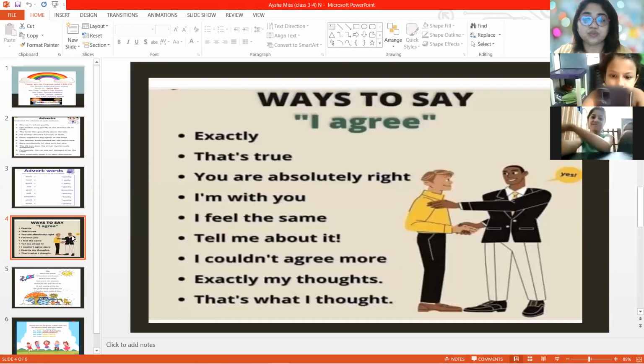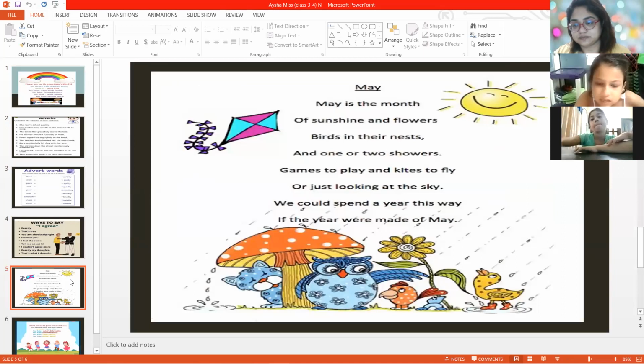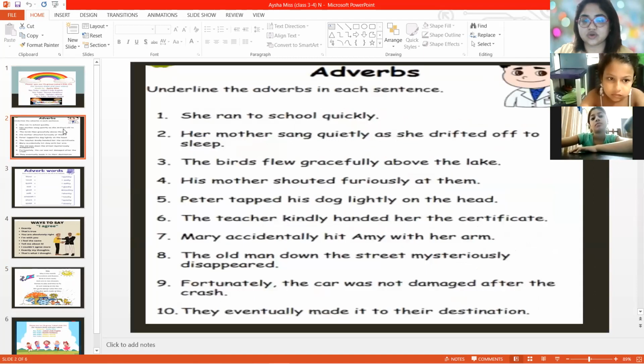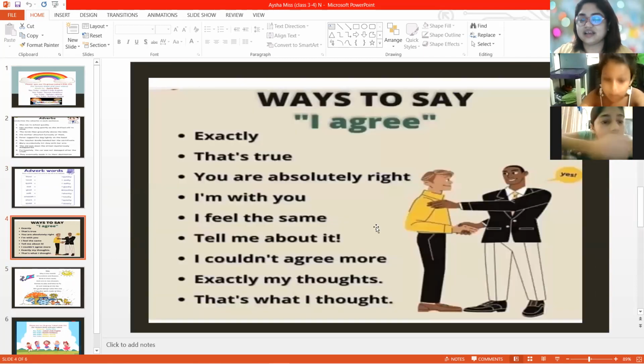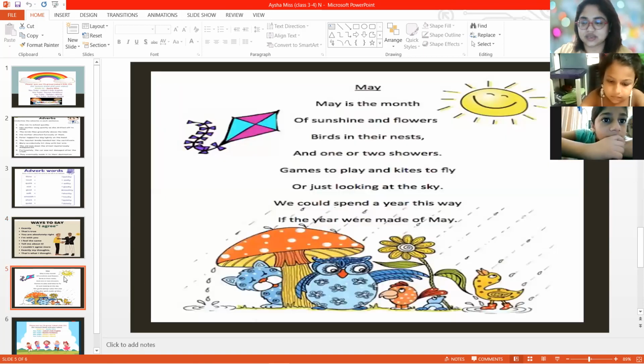Then I will ask you the previous lesson and we will do a rhyme. Second and third slide again. Yeah, I will explain it. So this is a glimpse of the slides. Definitely, I will explain. It's all about adverbs. Don't need to take the screenshot. I will give you the time to take it. And I will ask you the previous lessons and we'll do the new rhyme.